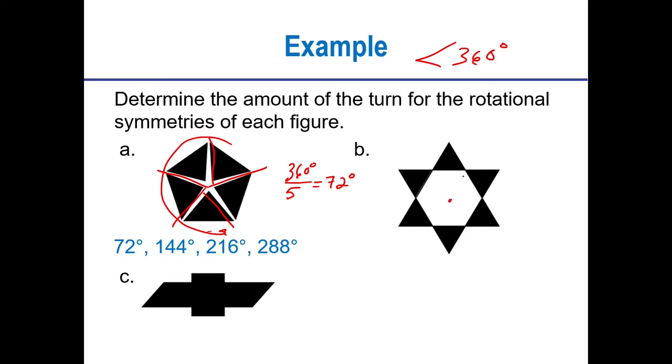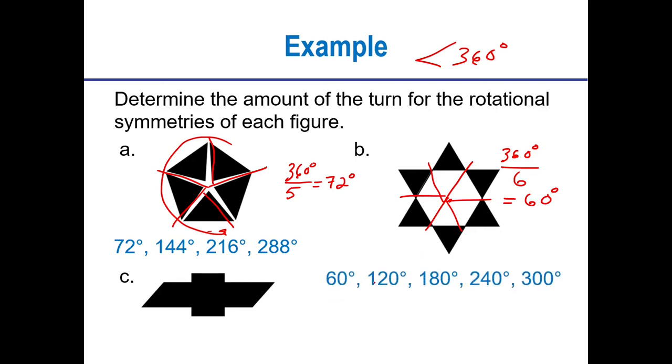For figure B, notice that we have 6 pieces that are symmetrical with each other. So we're going to take 360 degrees, divide that by 6, and this yields 60 degrees. If I add 60 degrees to itself once, I get 120 degrees. Do it again, I get 180 degrees. Add another 60 degrees, we get 240 degrees. Add 60 degrees again, we have 300 degrees. So we can rotate this 60 degrees and get the same image, 120 degrees, get the same image, and so on.